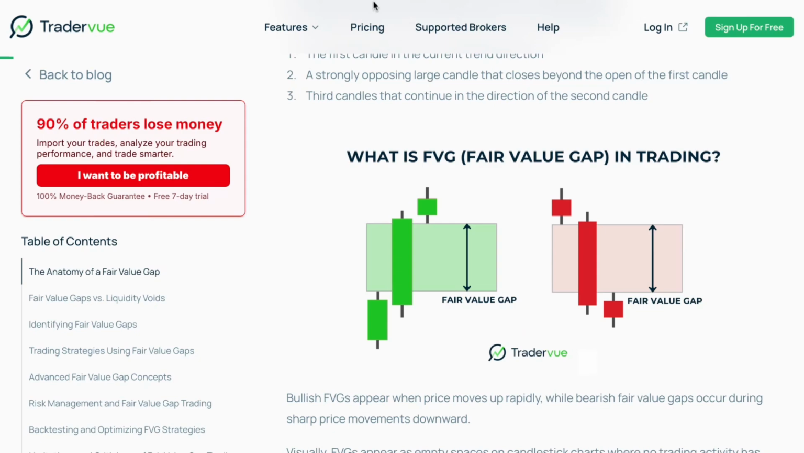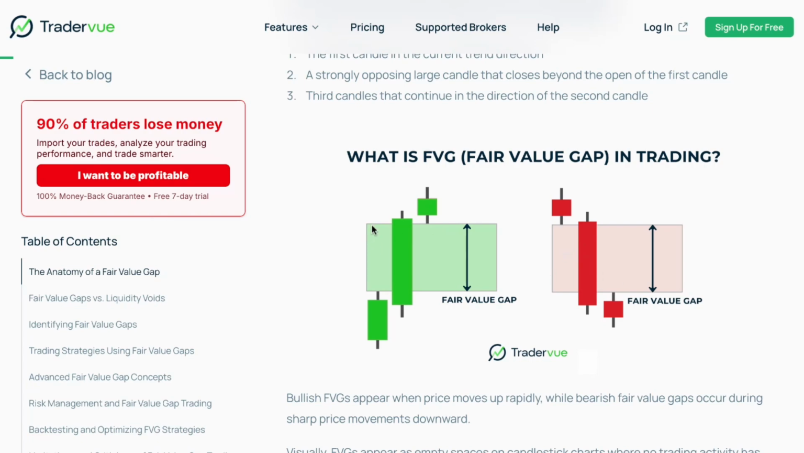Okay, so what is a fair value gap? A fair value gap consists of three candles, as you see here. Those are three green candles, and those are three red candles. What it is, is the point between the first candle's wick and the third candle's wick. You see how there's a gap right there between this wick and that wick? That is a fair value gap to the upside, and to the downside there's a fair value gap from this wick to this third candle wick.